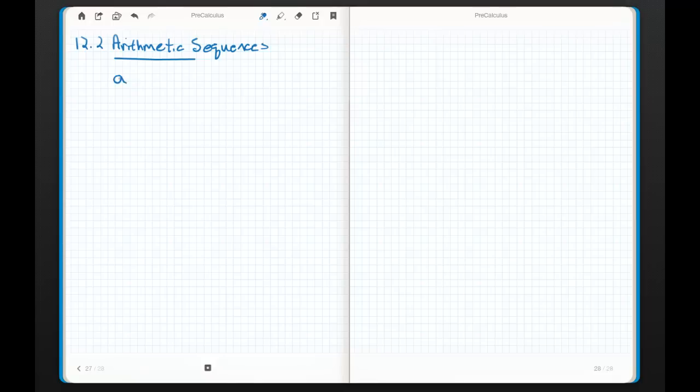It's still a sequence, so it's still one of these guys. It's going to have a sub 1 and a sub 2 and a sub 3 all the way out to a sub n. But there's a relationship between these elements. Elements are the things that go in sets. And it's referred to as a recursive relationship. And I'll define that here in just a sec.